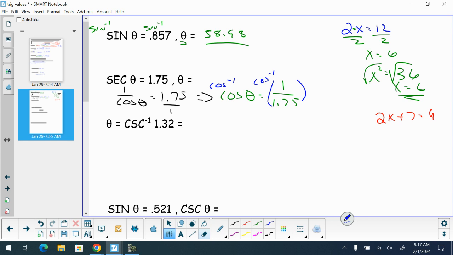You can click that straight into your calculator. Inverse cosine of 1 divided by 1.75. Close your parenthesis out there. 55.15. 55 point what? 15.